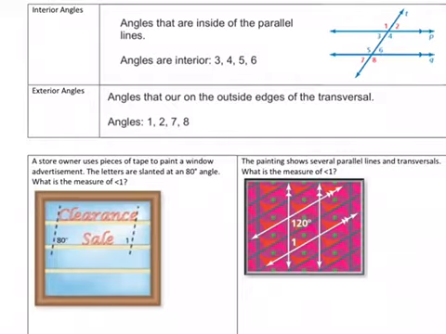What I want to talk about first are these two examples. The first one says, a store owner uses pieces of tape to paint a window advertisement. The letters are slanted at an 80-degree angle. What is the measure of angle 1? I need to figure out, with the help of this 80 degrees, what angle 1 is going to be. All right, so I'm going to draw the transversal to help you guys out. So I have a line right here, and I have my two parallel lines over here.